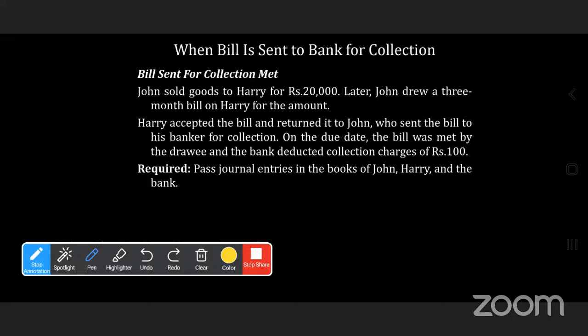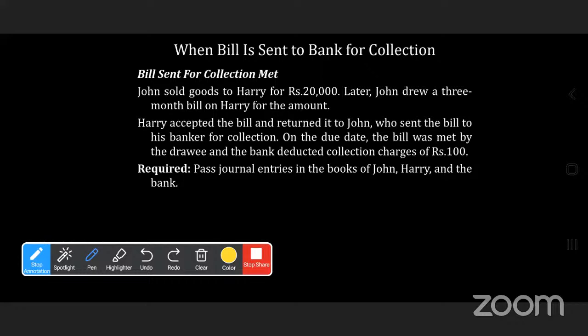John sold goods to Harry for rupees 20,000. Later, John drew a 3 months bill on Harry for the amount. So John is the seller, Harry is the purchaser. John drew a bill on Harry for the amount. Harry accepted the bill. It is a 3-month bill.